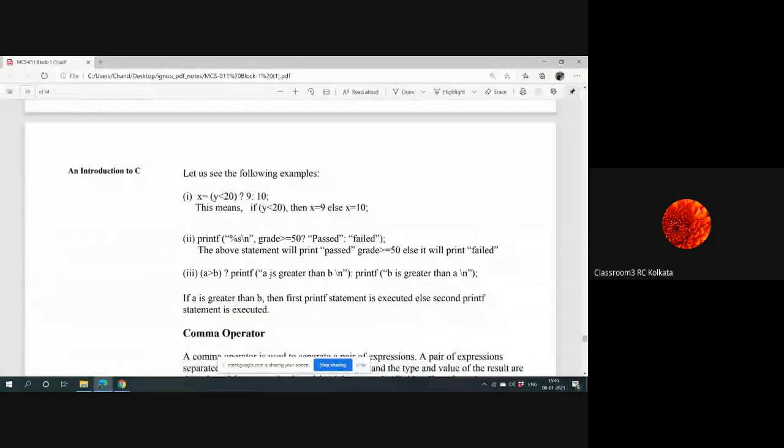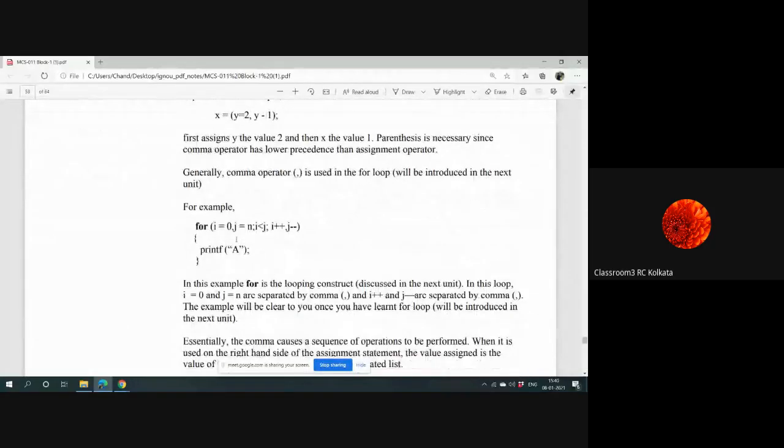The comma operator I am not using here because we will see the comma operator directly in the next book. So my one book is over. Now I am going to the next book, Book 2.